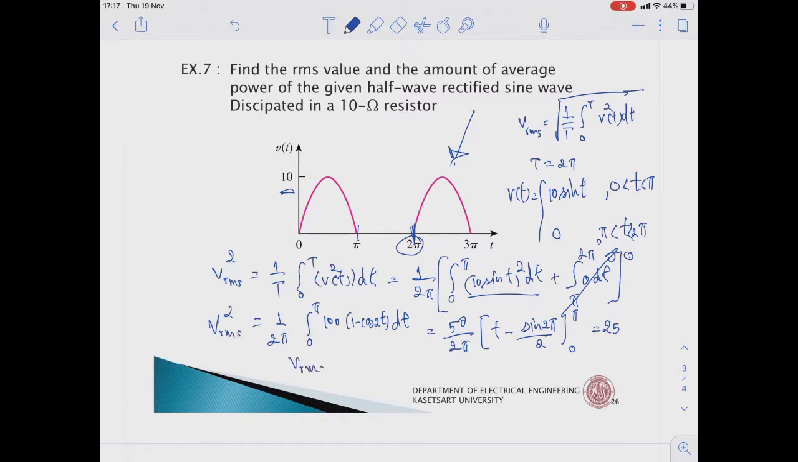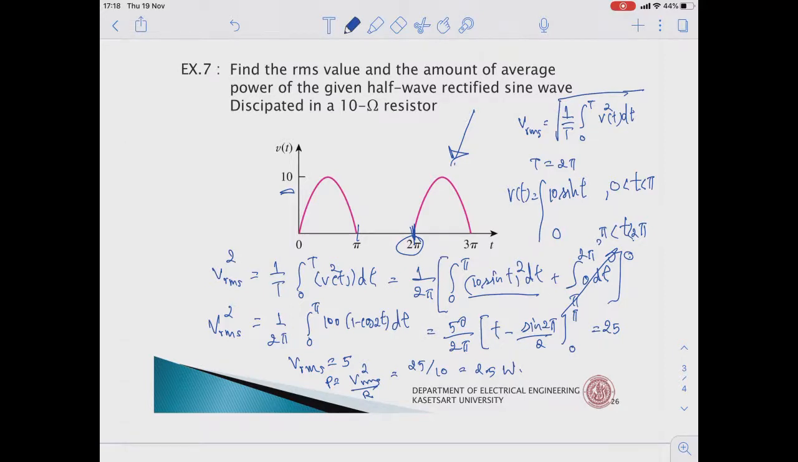So the VRMS is equal to square root of 25, which is equal to 5, and P is equal to VRMS square divided by R. And so VRMS square is 25 divided by 10. So we have 2.5 watt.